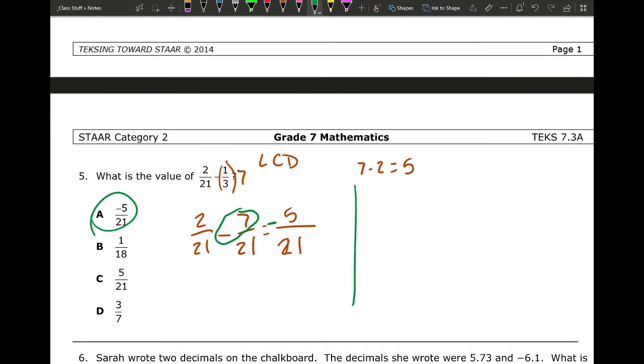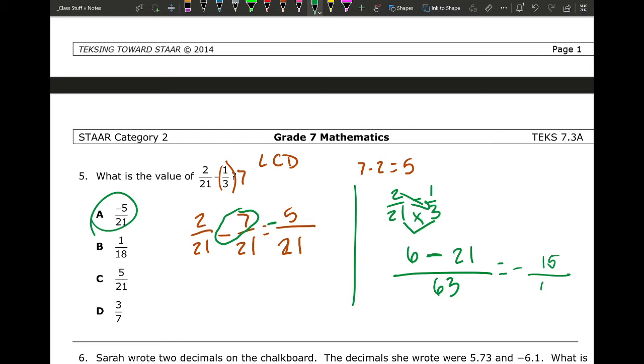The other way to do this is going to be the same thing that we did before. 2 over 21 minus 1/3. We're going to multiply these 2. Remember, we multiply those 2. 21 times 3 is what? 63. And then 2 times 3 is 6. Minus, now is a minus, 1 times 21 is 21. Now we subtract and keep the sign of the bigger number. Again, 21 is bigger, so that's like that. 21 minus 6, that is 15, divided by 63.